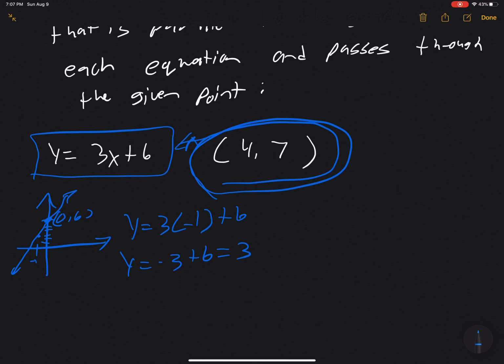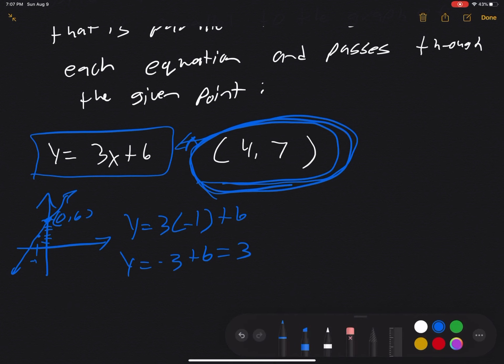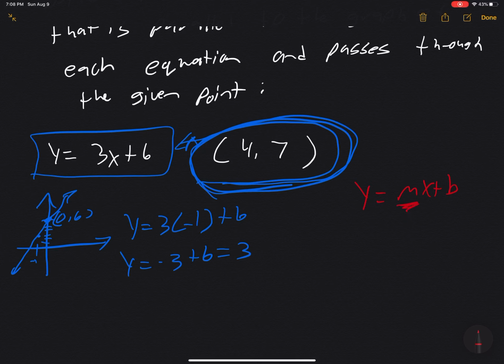But we want to know the equation of the line that is parallel to that one that passes through this point. So what do we know? Whenever we're looking for a line, we write down everything we know. I have y equals mx plus b. And I'm looking for the equation of a line that's parallel to this. Well, parallel means it has the same slope, which means I have the same slope as this one, which is 3. So I have y equals 3x plus b.